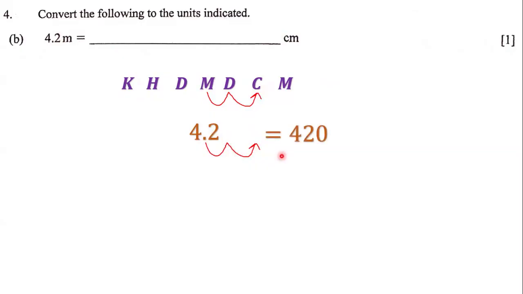And so what we actually have is 420. What we basically did was we took 4.2 and multiplied by 100, and the reason we use 100 is because we moved twice. So 4.2 multiplied by 100 gives us 420. That means that 4.2 meters is equal to 420 centimeters.